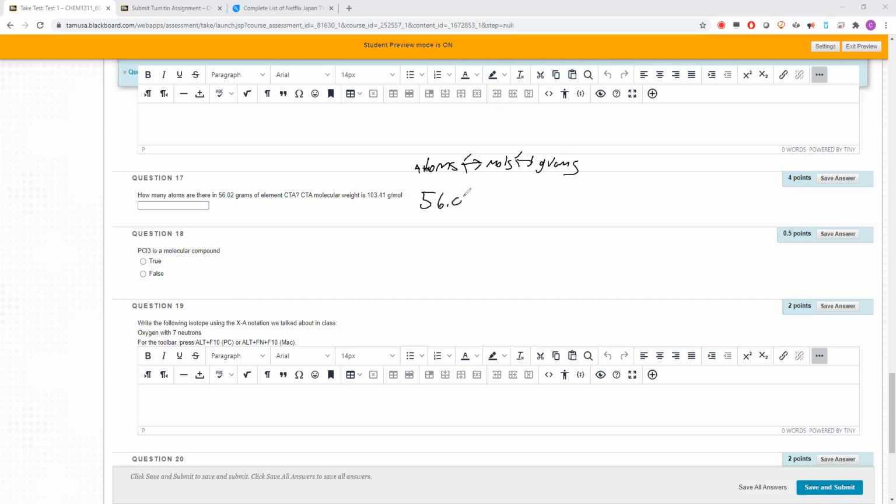So 56.02 grams, 103.41 grams in 1 mole. That's my molecular weight. Grams cancel out. And then we have 1 mole, 6.022 times 10 to the 23 atoms. Multiply everything on top, divided by everything on the bottom. All right. PCl3 is a molecular compound. They're all, sorry, nonmetals. So that is true. Remember, nonmetals make covalent bonds.